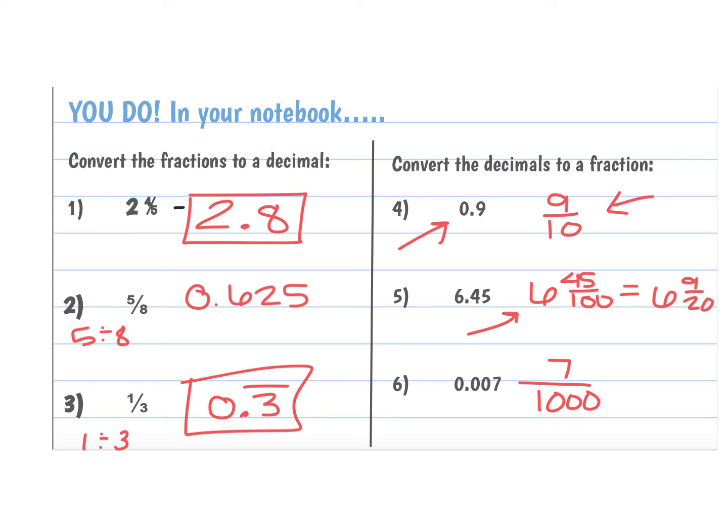6.45, so notice I wrote it as 6 and 45 hundredths, and then I simplified to 6 and 9/20. And then 0.007, 7/1000. Notice that the 7 is in the thousandths place, so that's why we have to have thousandths in the denominator. That is all I have.